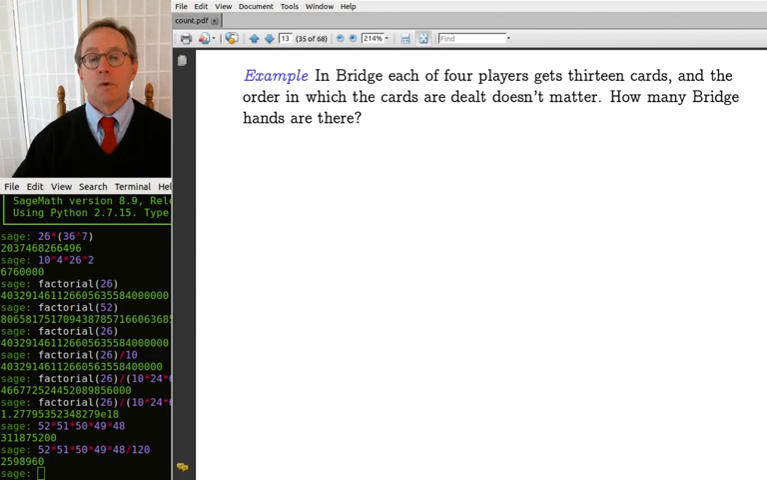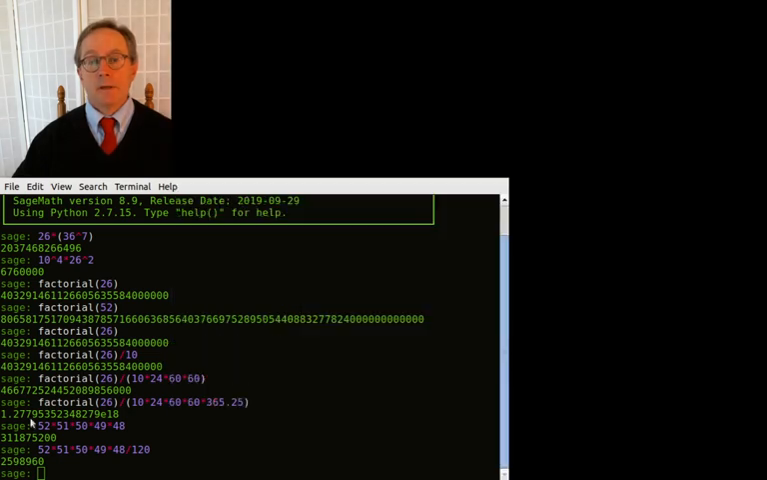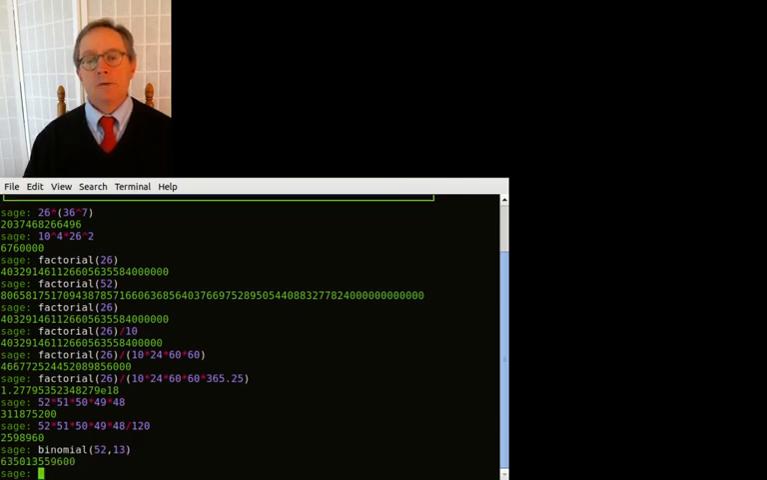So what's the total number of bridge hands? Had a little trouble getting it to work. Okay, so it turns out that to do combinations, what you want to do in Sage is say binomial, for a reason that we won't get into until the next video. So binomial, and I'm looking for, it's 52 cards in the deck, and the first player gets dealt 13 cards. So that's how many hands the first player could have. That's a lot of hands.